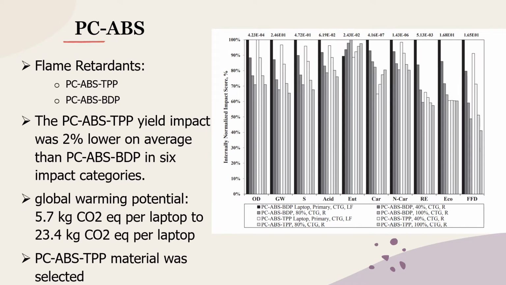This is mainly due to the lack of data to support the derivation of characteristics of those factors. To summarize this analysis, the average global warming potential during manufacturing obtained in this study was compared with the value reported by Boyd, which showed that inclusion of the flame retardant and the filler substantially increased the global warming potential, from 5.7 kilograms of CO2 per laptop to 23.4 kilograms of CO2 per laptop. This was based on the analysis provided in this study. I also want to conclude that the PCABS TPP was the material selected to move forward in the concurrent material analysis.